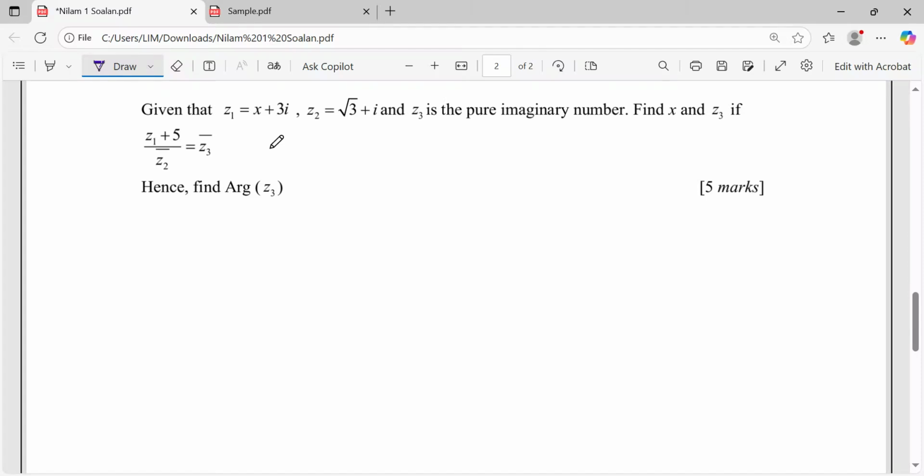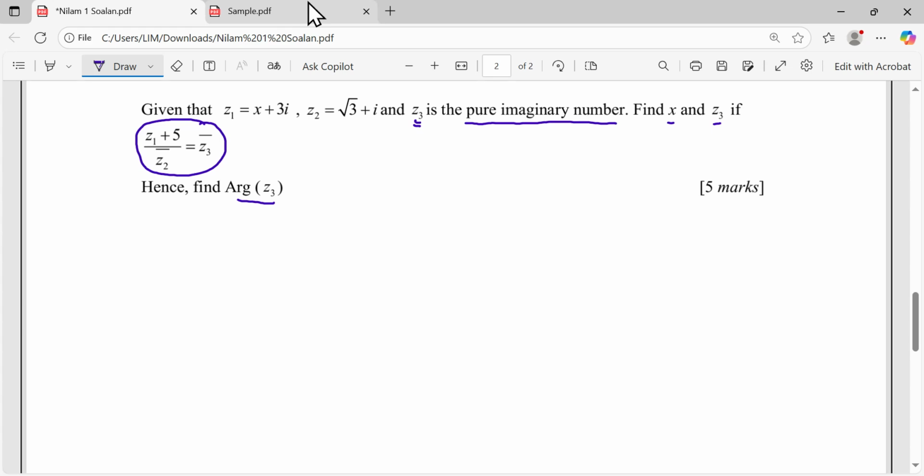Hi everyone. So for this question, we are given that Z1 with unknown x, we have complex number Z2, and then we have complex number Z3 that they give you a hint here saying complex number Z3 is a pure imaginary number. Find your x, find your complex number Z3 if you're given an equation here. So testing you on the understanding of equation. Then find your argument for Z3.